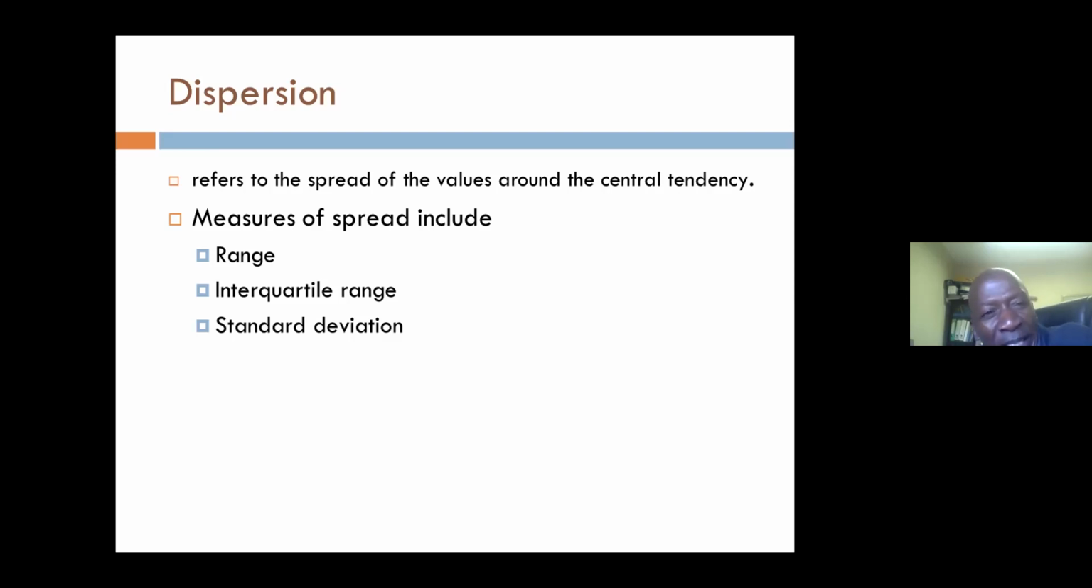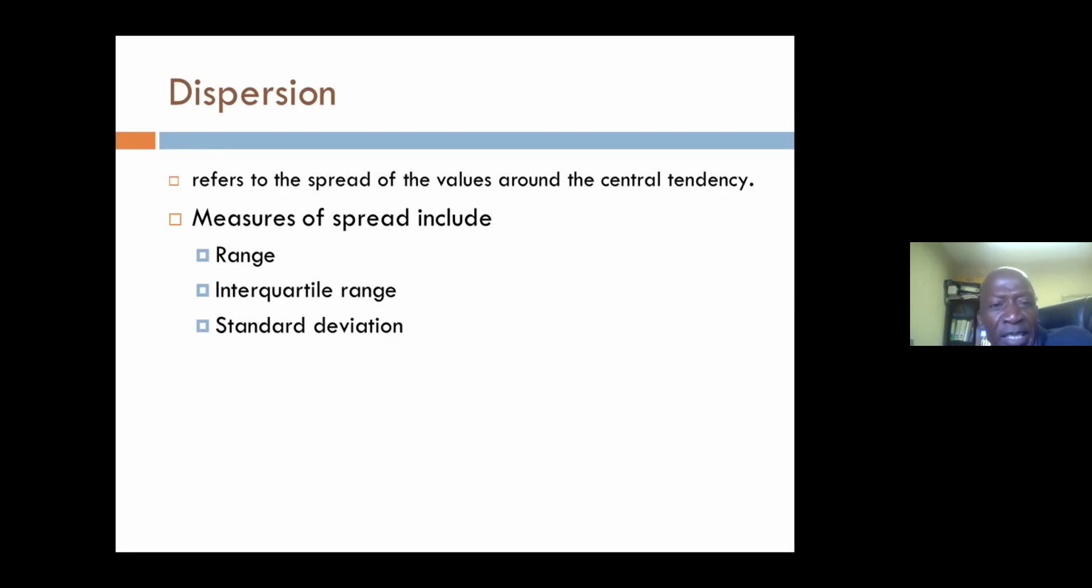We also need to understand the amount of variation that exists in the data set. So measures of dispersion or measures of variation tell us the amount of variation or the amount of spread in a given data set. Again, we have three broad measures of variation that are utilized.